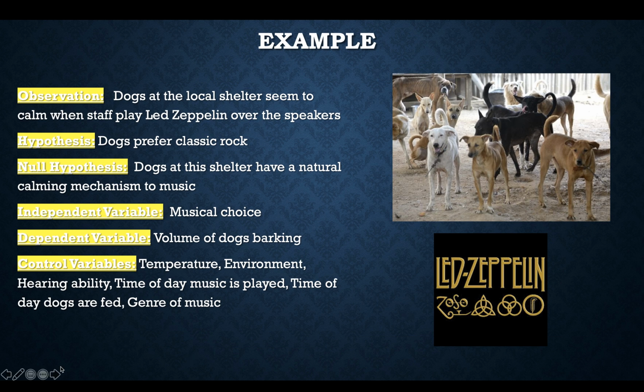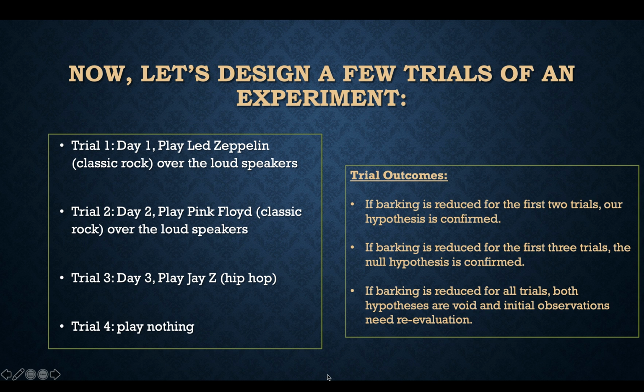Let's say barking is reduced for the first 3 trials. That would mean that the null hypothesis is confirmed. The dogs just like all music. And finally, let's say barking is reduced for all the trials. So the dogs are calm no matter what we do. What does that mean? Well, that means that the staff was wrong. The dogs weren't calming down from Led Zeppelin.